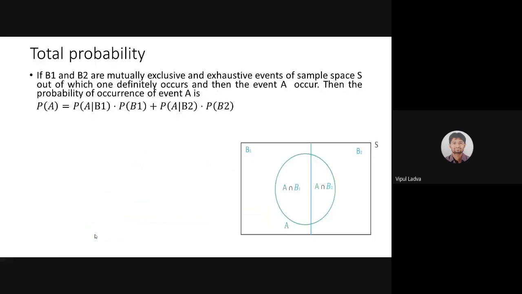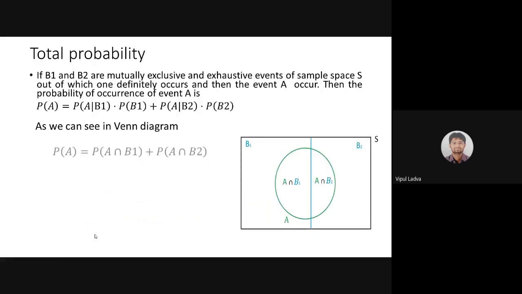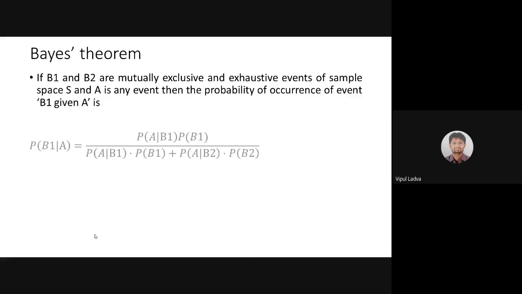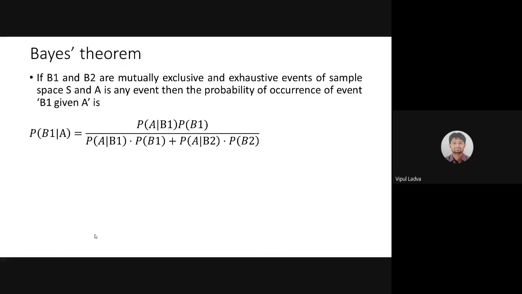Yesterday we had talked about total probability, and we discussed Bayes' theorem, is it? In which there were two mutually exclusive and exhaustive events for the sample space, and event A is occurring after event B1 or B2. And if you want to find the probability of any of the exhaustive events under the condition that event A has already occurred, then in such a case we need Bayes' theorem.